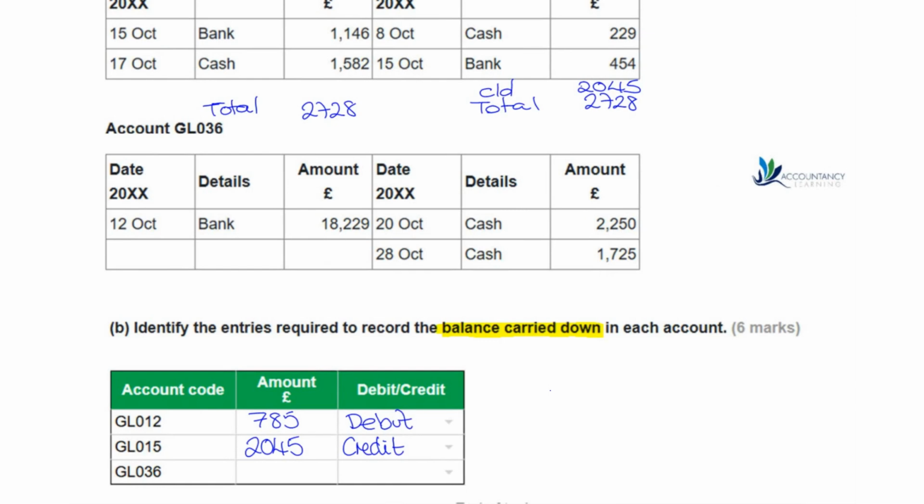And then finally account GL 036. So it's clear that the debits are the highest, so we will take our total 18,229 and pop that on both sides, and now we'll find the balancing figure, our carried down figure, of 14,254, which is on the credit side. And that completes Part B and Task 11.